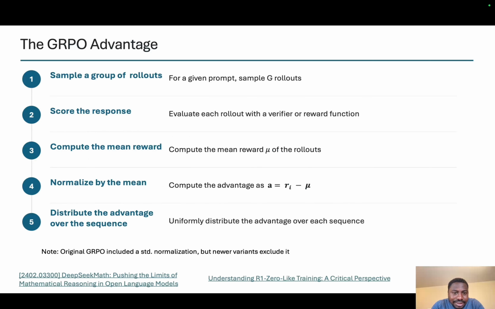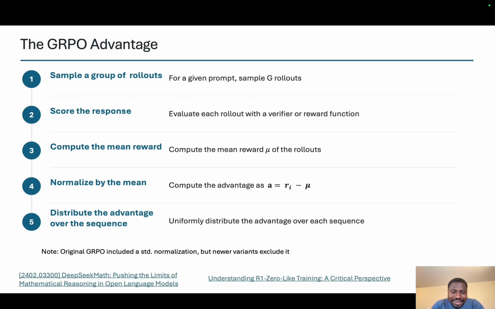So let's look at this. Then you have GRPO, which is a variant of PPO that replaces the value function with a group mean, so a subtraction from a group mean. Given a single prompt, you sample G rollouts, and then you evaluate each rollout with a verifier or some reward function. You compute the mean of this, and then you can compute the advantage as Ri minus mu, and uniformly distribute this over each sequence.